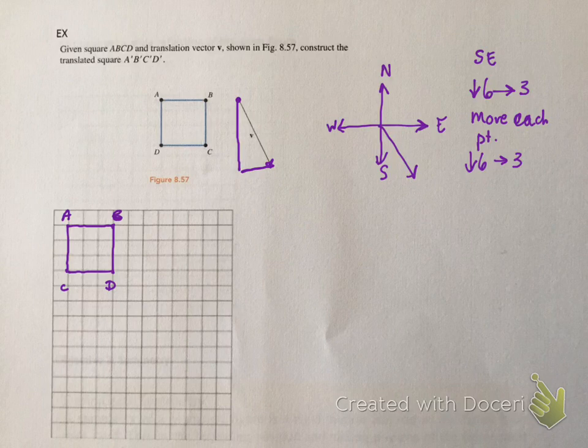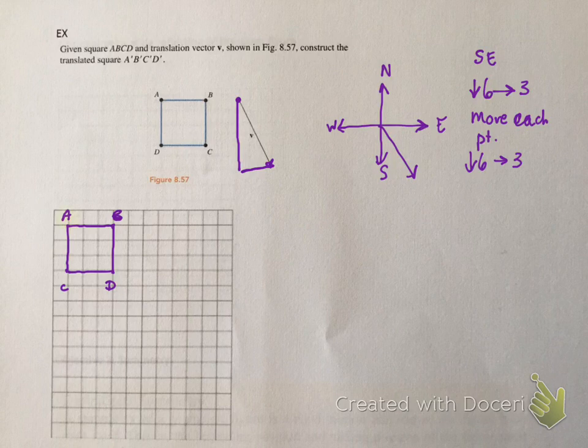So I'm going to use a different color. I'm going to use blue. And we're going to use that vector to translate it. So what I'm going to do is go down 6 units and over to the right 3. So I start with point A. So I'm looking at point A right here.